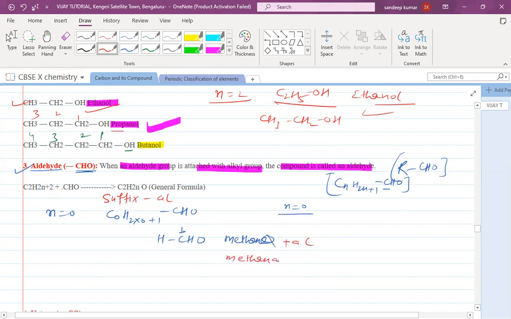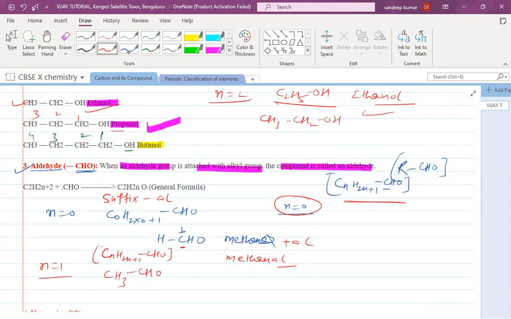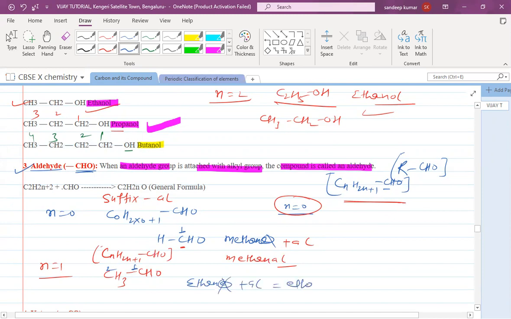In alcohol, we were taking n is equal to 1. But in aldehyde, as a carbon-containing functional group is already there, you have to start n is equal to 0. Now, if you put n is equal to 1 in the formula CnH2n plus 1 CHO, which is the formula of aldehyde, we will get C1 H 2 into 1 plus 1 CHO, that is CH3 CHO. Now, while naming, how are we going to name? On the total number of carbon atoms, including the functional group: 1 carbon, 2 carbon. So this is ethane. Remove this E and add al. So this is ethanal. Am I clear?